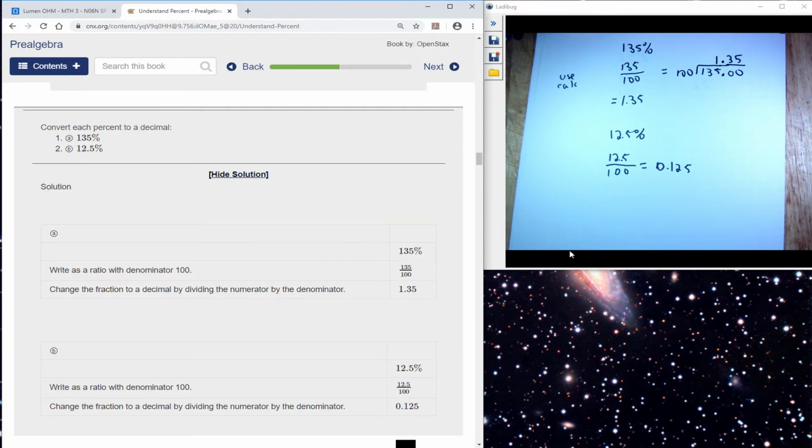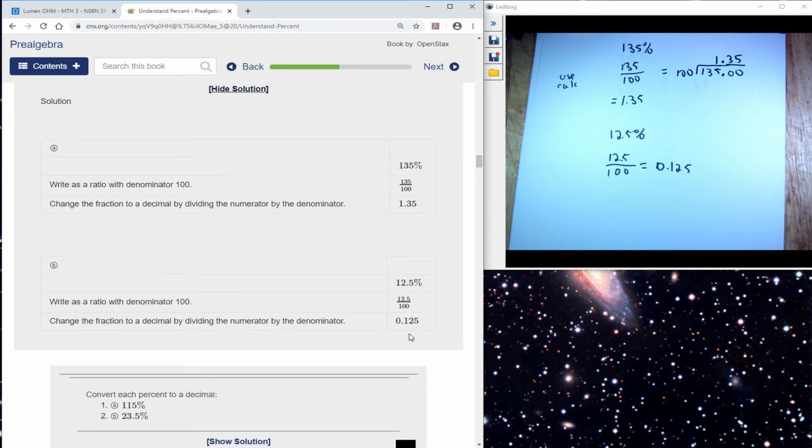Next one in here I have 135%. Convert percent to a decimal. So I put it over 100, and I divide it out to get it in decimal form. And there's my answer there in decimal form. I can do this on a calculator. Next one I have 12.5%. I put that over 100, then I divide it out, and I get 0.125.